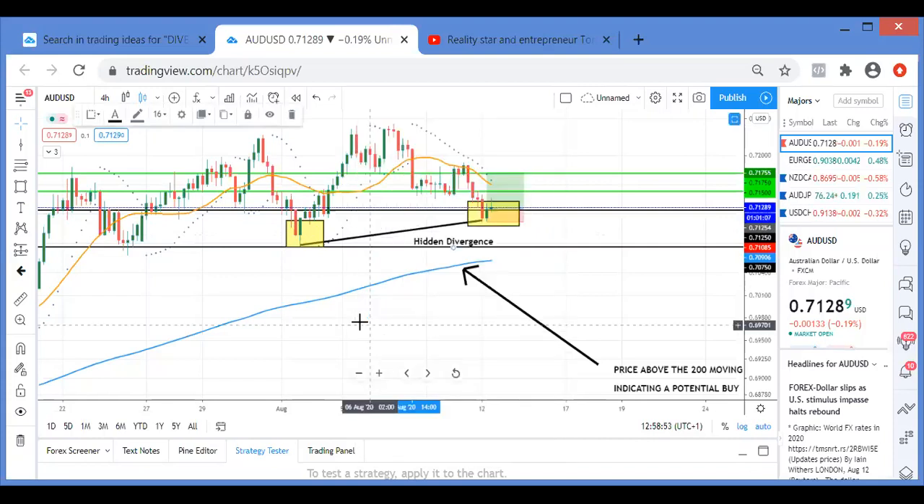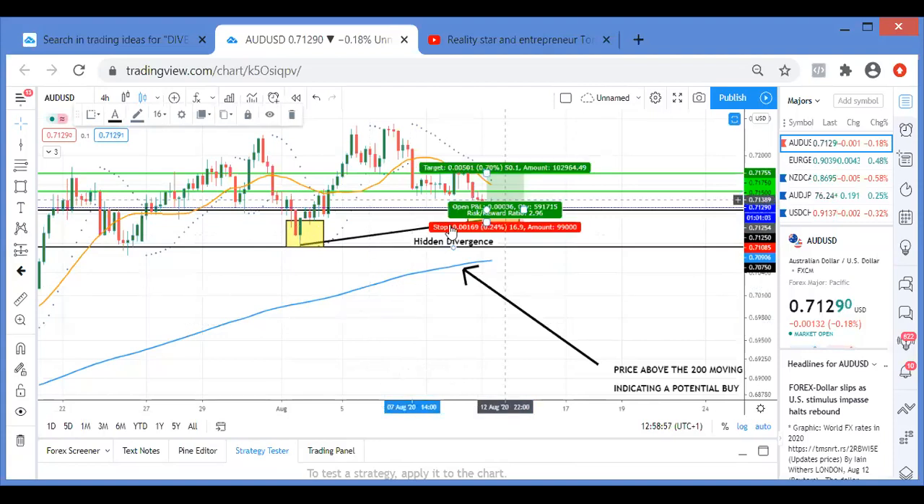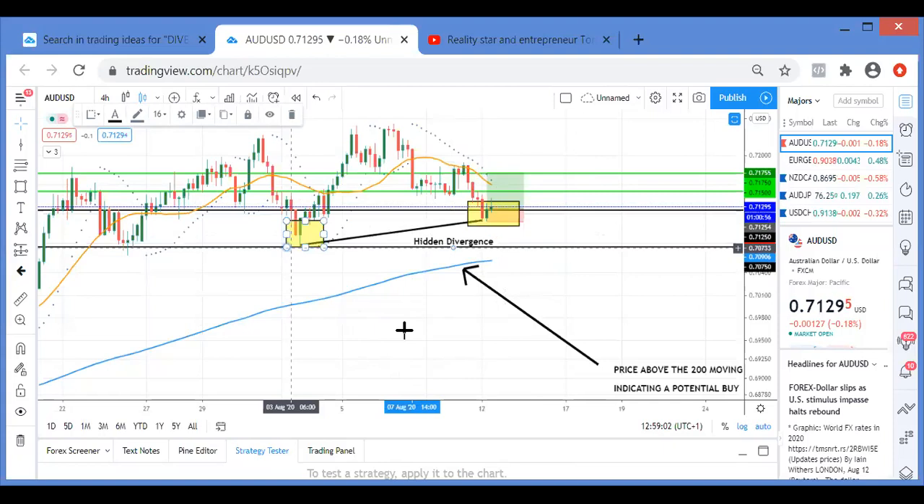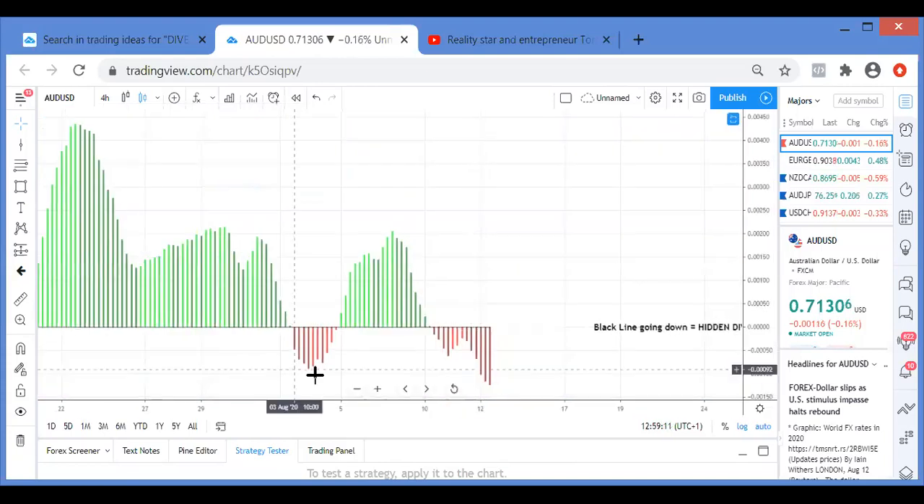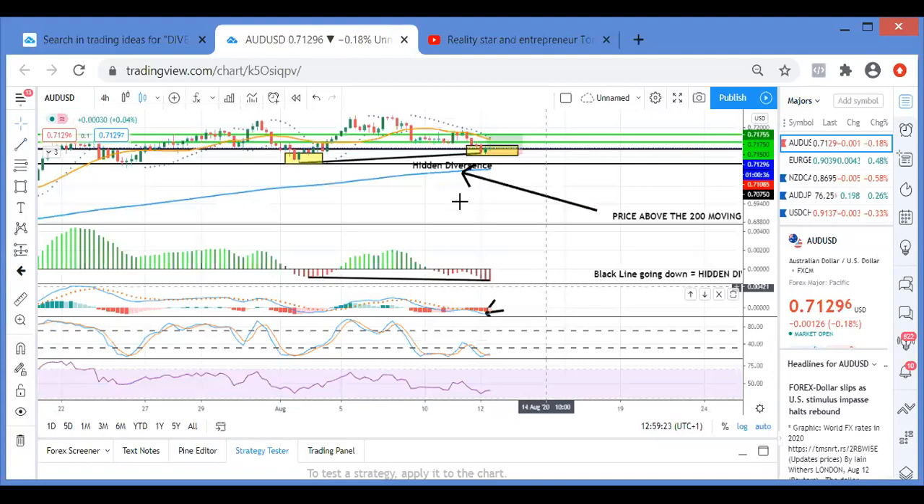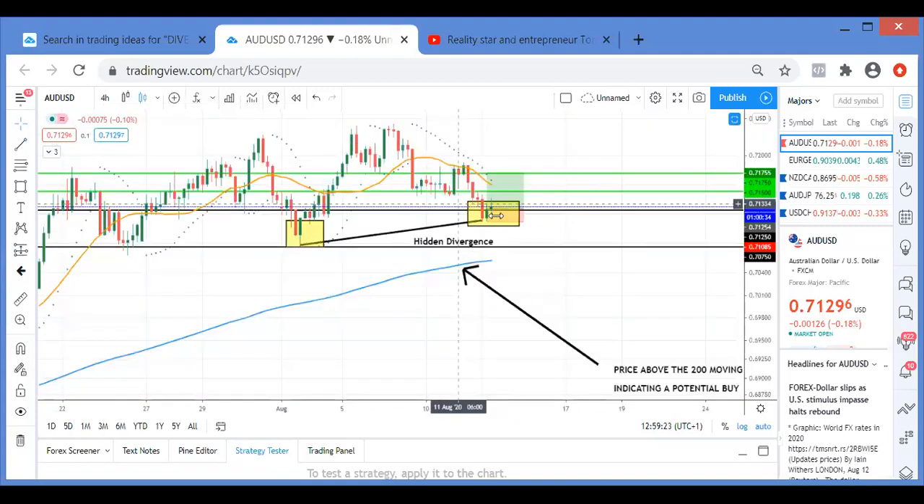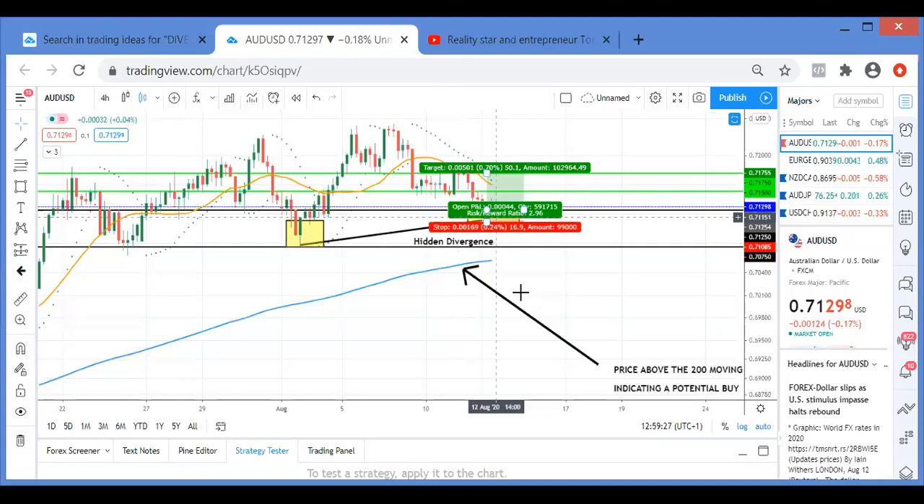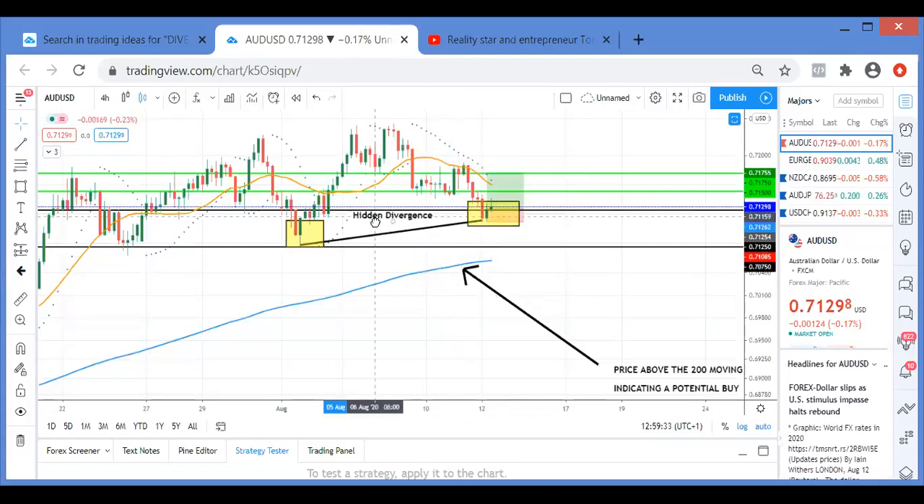So on the actual chart, I want this low to be higher than this low. However, on the MACD, I want this low to be lower than this one. Can you see how, from the lowest point of this low to the next low, it's going downwards? But on the chart, it's going upwards. So that's called hidden divergence.